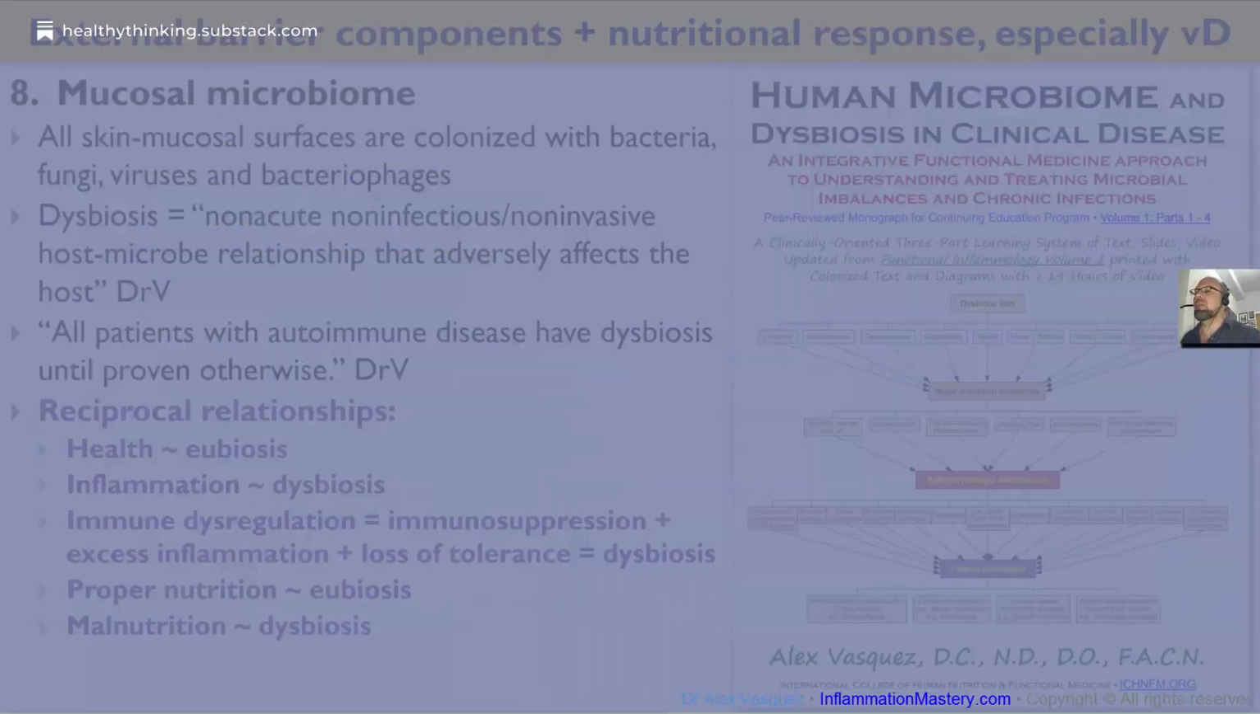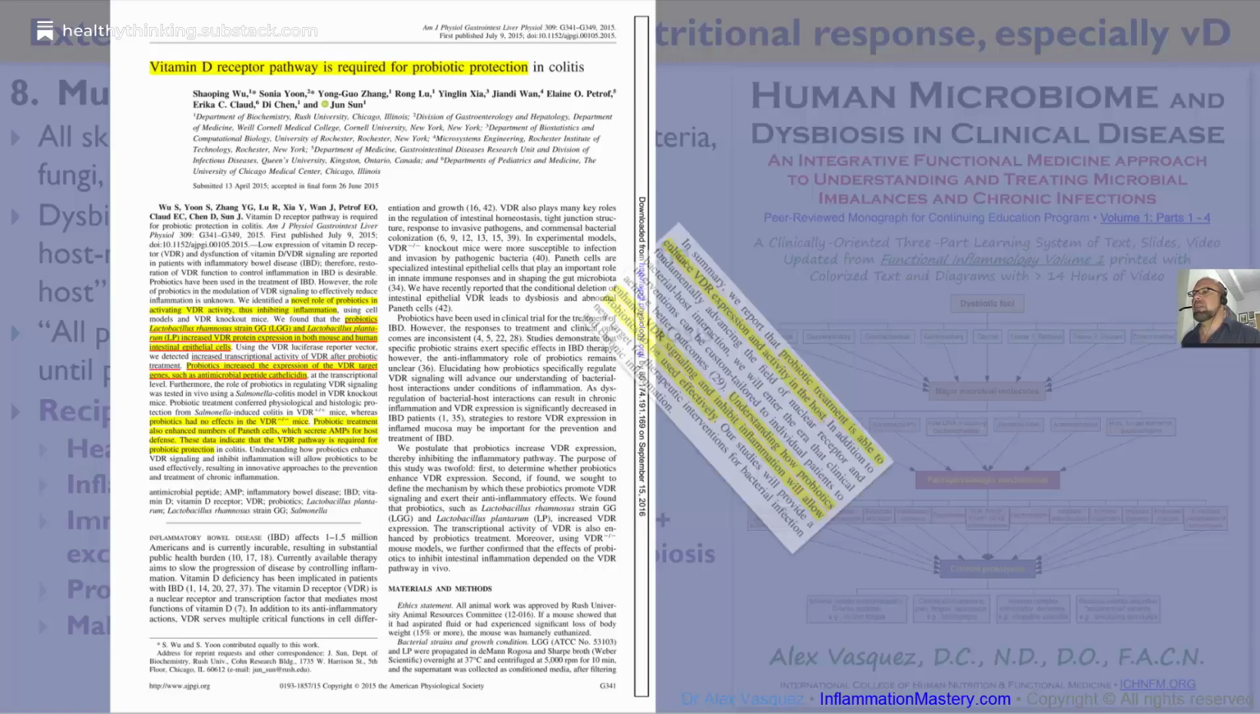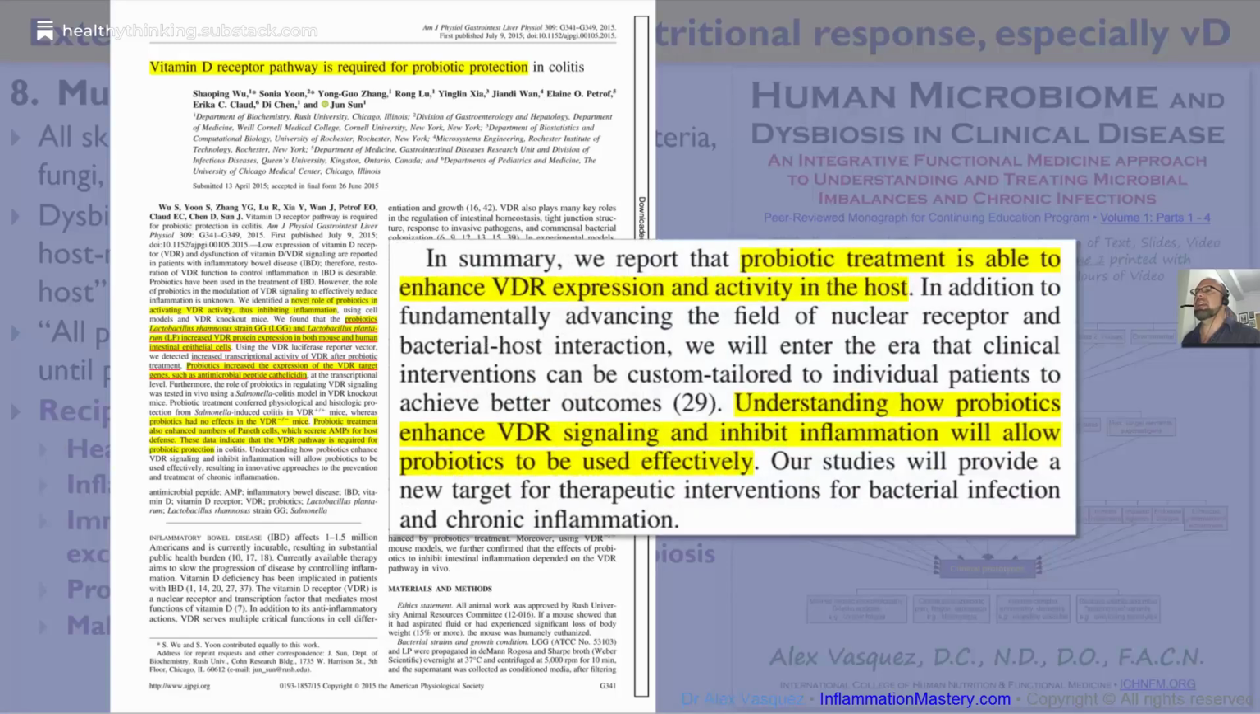Now, related to the gut microbiome, let's take a look at an article that investigated the relationship between vitamin D receptor expression and probiotic bacteria. The title of this article is "Vitamin D Receptor Pathway is Required for Probiotic Protection in Colitis." The authors state, we report that probiotic treatment is able to enhance vitamin D receptor expression and activity in the host.